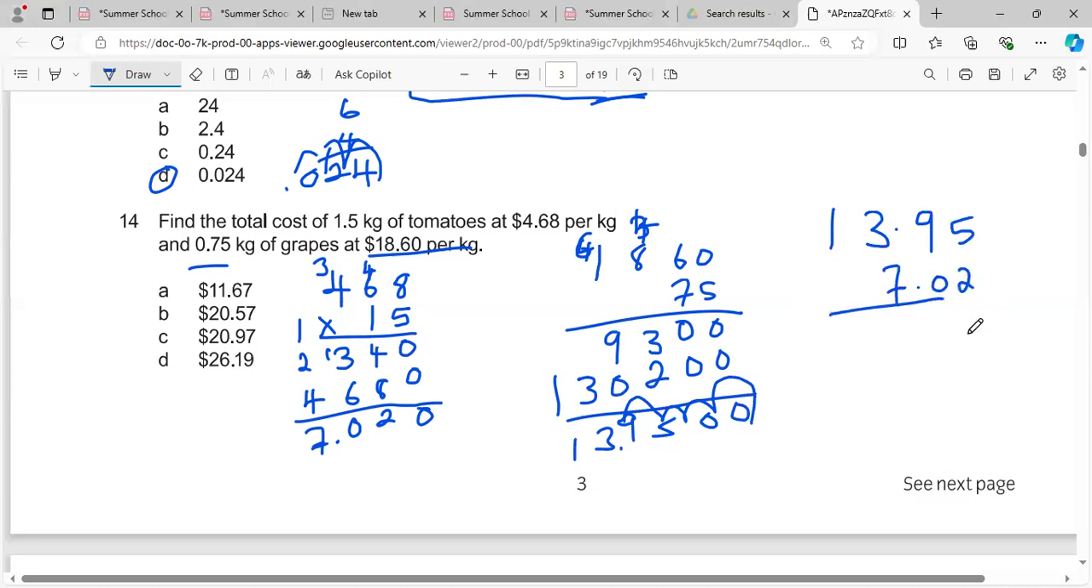So we add now 7, 9. Yeah, Mia, yours is correct. 20.97. So it would be C. Very good.